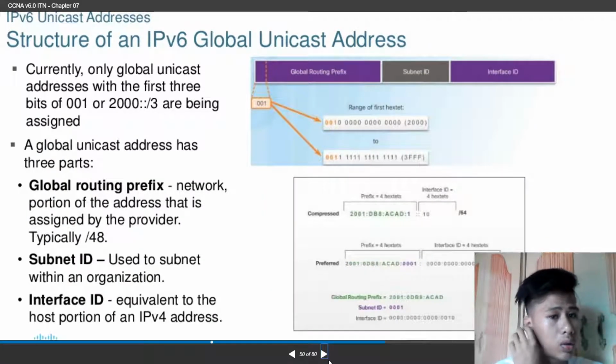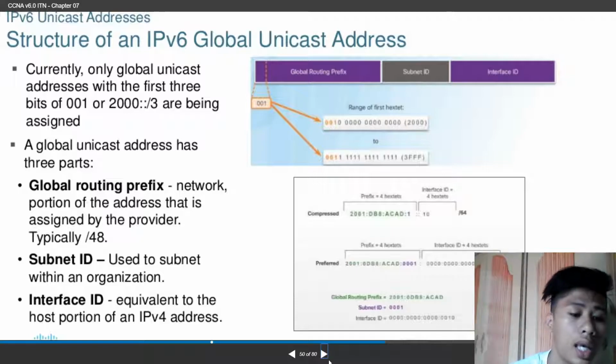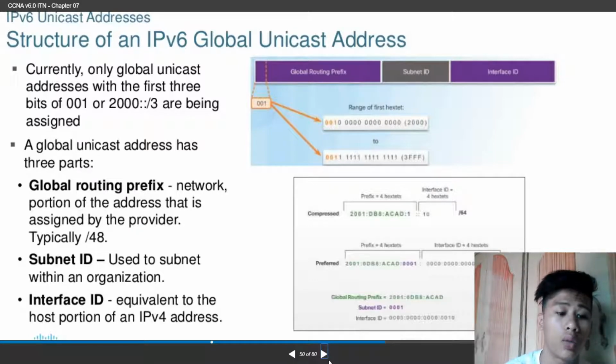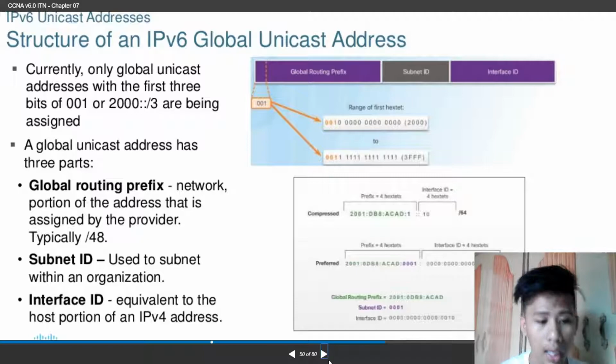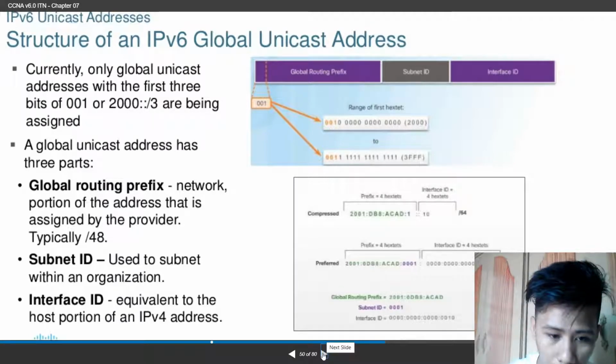And this is the structure of the IPv6 global unicast address. A global unicast address has three parts: the global routing prefix, the subnet ID, and the interface ID. The global routing prefix is the network portion of the address that is assigned by the provider, typically a /48. The subnet ID is used to subnet within an organization, and the interface ID is equivalent to the host portion of an IPv4 address.